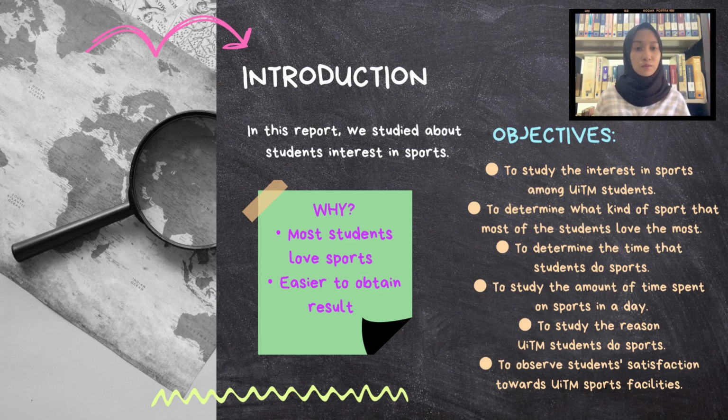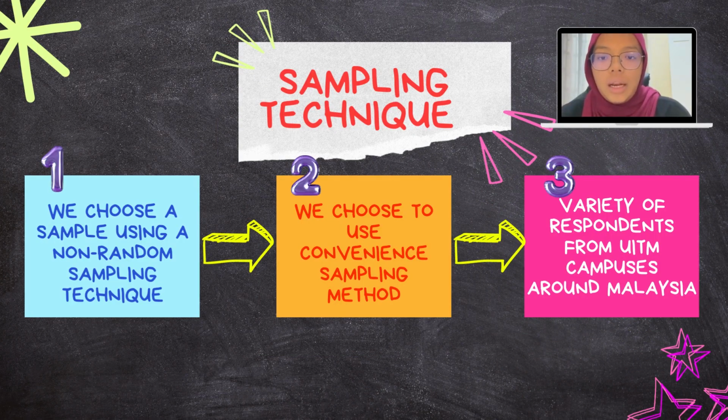So, the objective of this report is to study the interest in sports among UiTM students, to determine what kind of sports students love the most, to determine the time that students do sport, to study the amount of time spent on sports in a day, to study the reason UiTM students do sports, to observe students' satisfaction towards UiTM sports facilities. Sampling technique. Our group has decided to use the convenient sampling method.